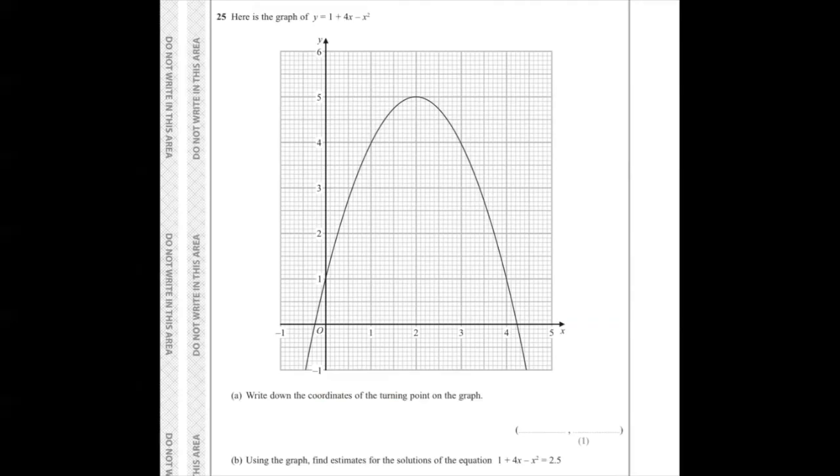Okay, so the coordinates of the turning point, I think these ones are answered quite well because it's generally obvious where the graph is turning, but it's turning here. This is the point that they want us to find. Remember, it's off the x-axis first and then the y. So it's 2 and 5. And then we've got to use the graph to find estimates for the solution. Now, note that the equation here matches the equation here. So our y has basically changed to 2.5. Y equals 2.5 is the line here.